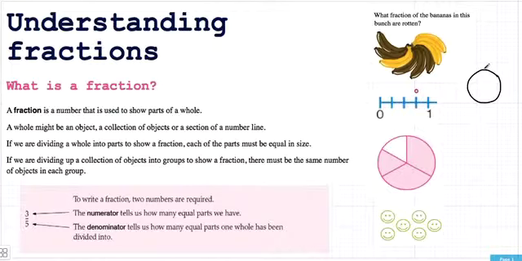If I divided this pizza up into equal parts, let's say two parts, pretend they're equal, and I shaded one of those parts in, that would be equivalent to one part out of two parts. So we're using a fraction to show parts of a whole. A fraction can also be a collection of objects and a certain number of objects out of that collection.